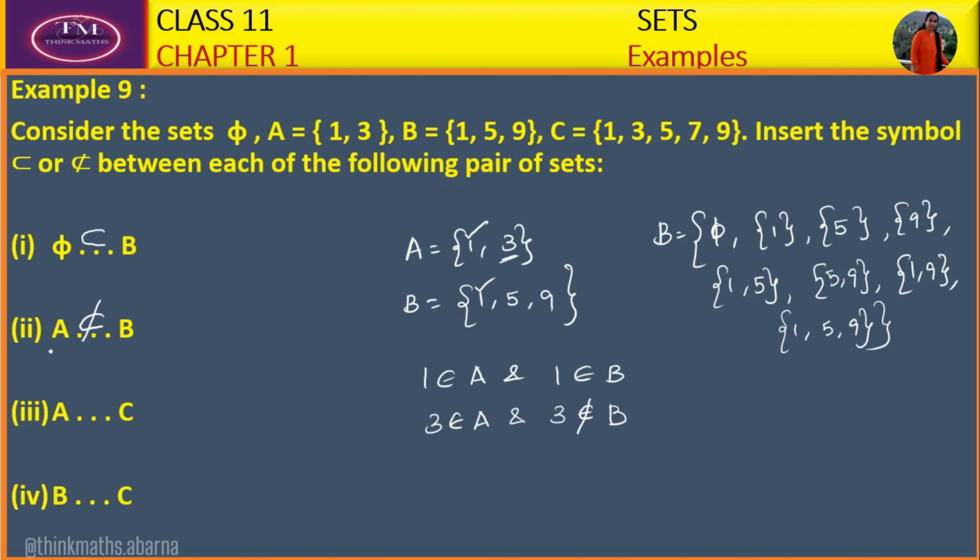Every element of A should be an element of B. Here 3 is not an element of B, so 3 does not belong to B. That means A is not a subset of B.